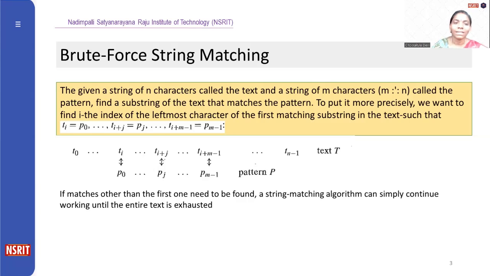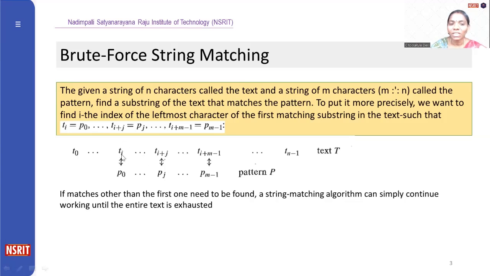Now in this representation, you can see this is your text and this is your pattern. For simple understanding, text is represented with T and pattern is represented with P. So you start with T0, T1, T2, T3 and so on, up to Tn minus 1, because we have n text characters, and then we have the pattern.